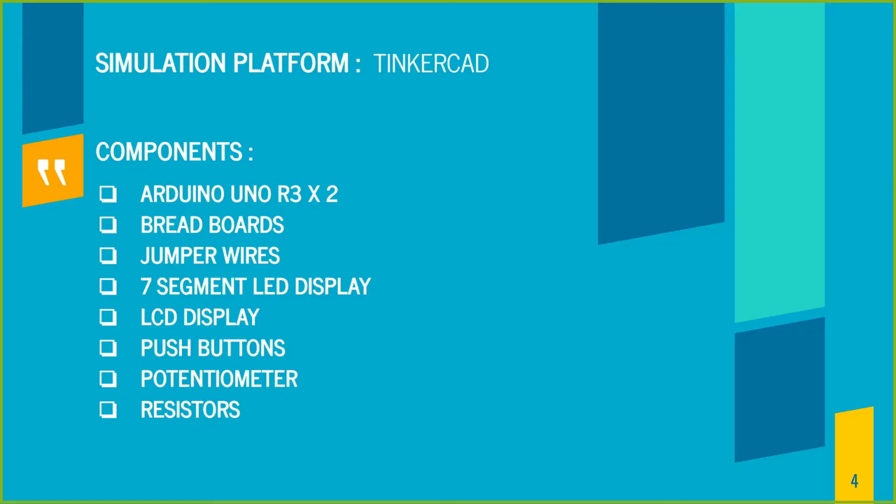Now I am going to describe the components and the simulation platform that we have used in our project. First, I will tell you the simulation platform that we have used. The simulation platform used here is Tinkercad. The components are listed as follows: 2 Arduino Unos, breadboards, jumper wire, 7 segment display for creating a 7-floor elevator, push buttons, LCD display, potentiometer, and finally resistors. Then I would like to continue with the next part of the project.